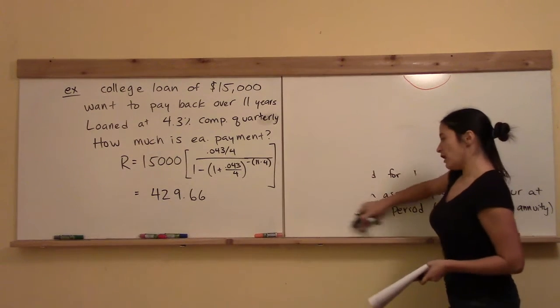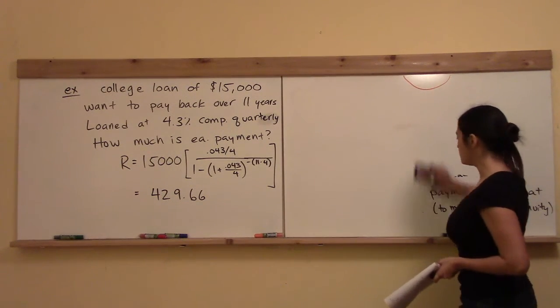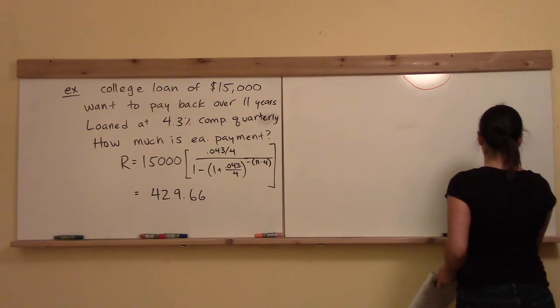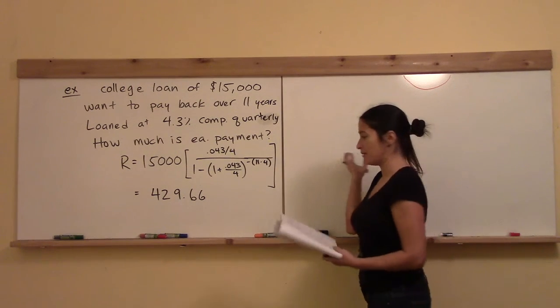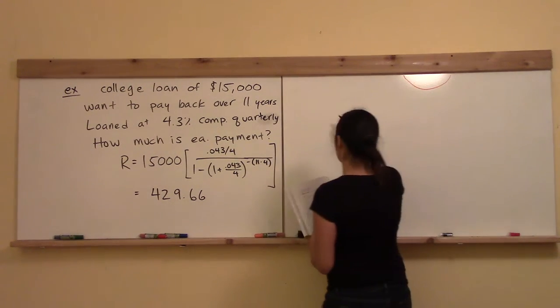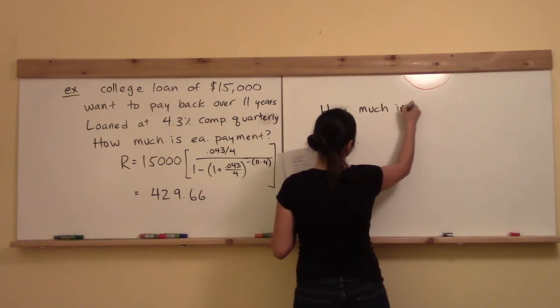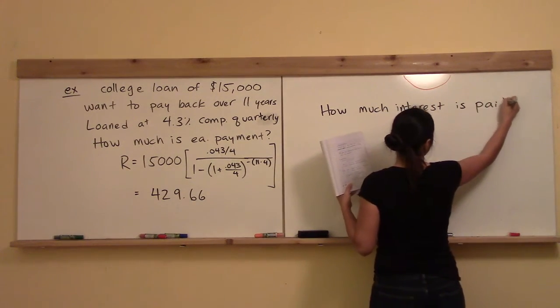Alright, so whenever we talk about amortizing a loan, a very popular question is, how much money are we actually paying the loan, and how much interest did we pay? Okay, of course I'm going to have to pay back a little more than the $15,000 I borrowed, but how much more do I have to pay back? So the question is, how much interest was paid over the lifetime of the loan?